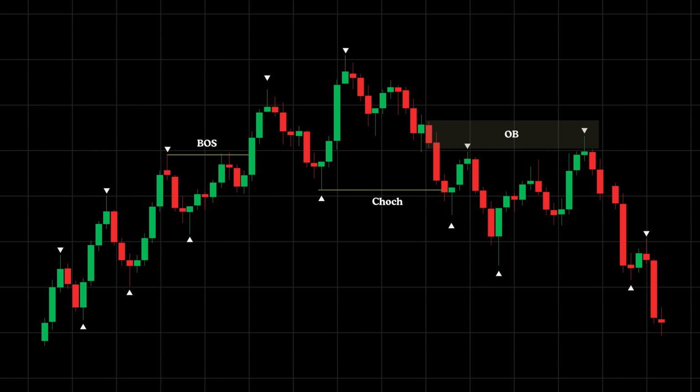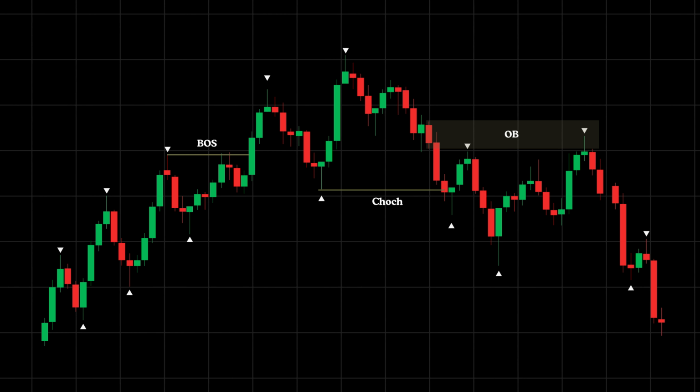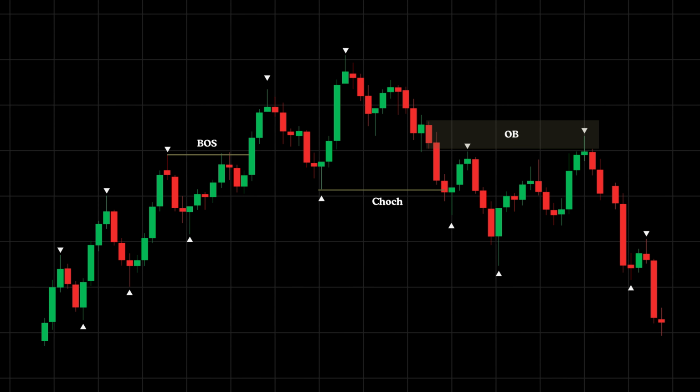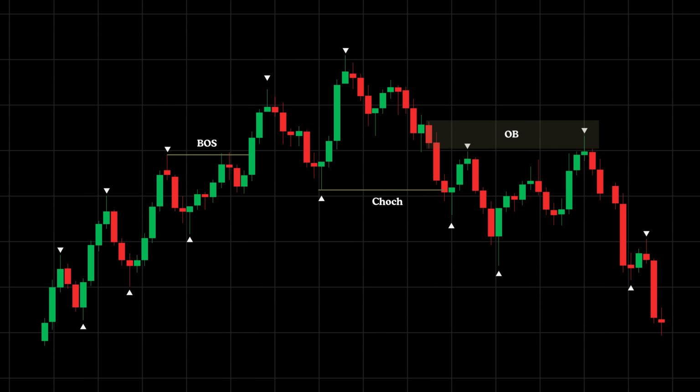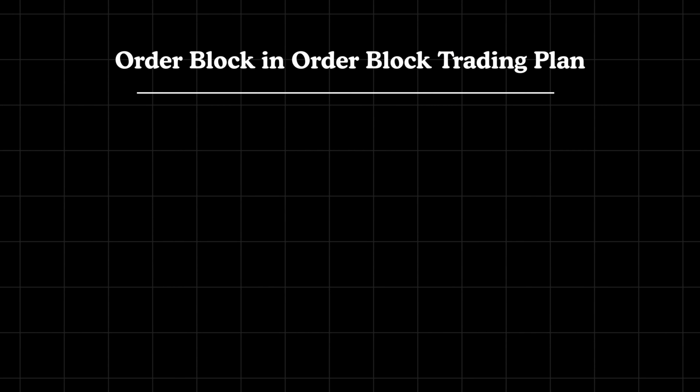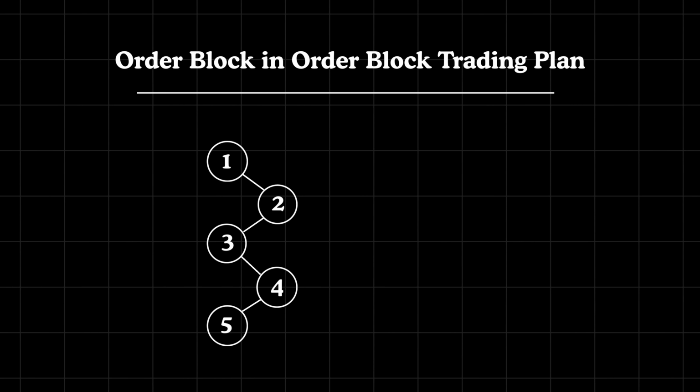The concept of market structure extends further than this, but this gives a simple outline of how order blocks form and how to apply them. Now that we've explained order blocks and market structure, it's time to discuss the trading strategy. This method uses 2 time frames and is simplified into 5 clear steps.